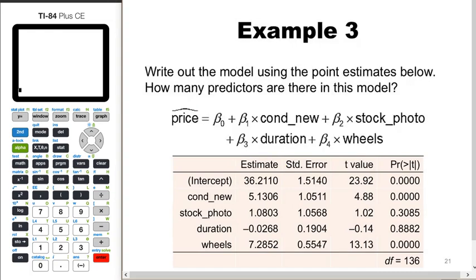Write out the model using the point estimates below. How many predictors are there in the model? I guess we already wrote up the equation. Basically, beta 0 is the 36.21. Beta 1 is the 5.13. Beta 2 would be the 1.08. Beta 3 would be the negative 0.03. And beta 4 would be the 7.29. But anyway, in terms of the predictors, there's 1, 2, 3, 4 predictors overall. So we're using 4 different explanatory variables to predict the price.